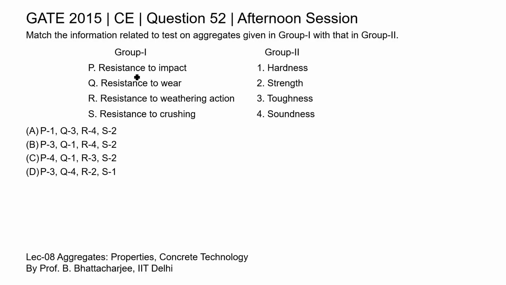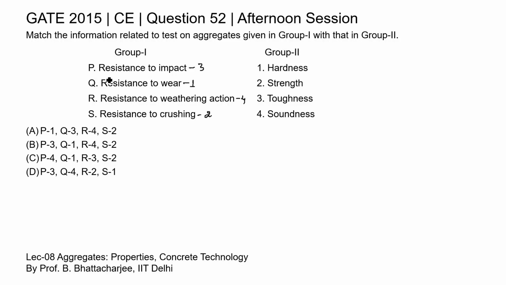So, coming to the question, resistance to impact is known as the toughness of that aggregate. Resistance to wear or abrasion is termed as the hardness of the aggregate. And resistance to weathering actions deals with the soundness of the aggregate, which is given in 4. And resistance to crushing, the property through which it shows resistance against crushing, is known as the strength of the aggregate, which is given here as 2.